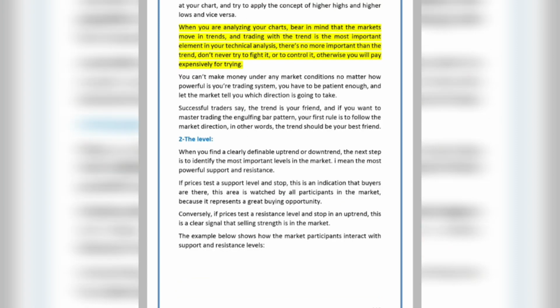When you are analyzing your charts, bear in mind that the markets move in trends, and trading with the trend is the most important element in your technical analysis. There's nothing more important than the trend. Don't ever try to fight it, or to control it, otherwise you will pay expensively for trying. You can't make money under any market conditions, no matter how powerful your trading system is. You have to be patient enough, and let the market tell you which direction it is going to take.